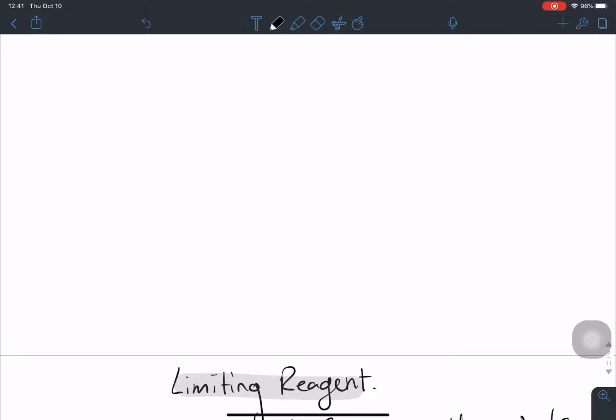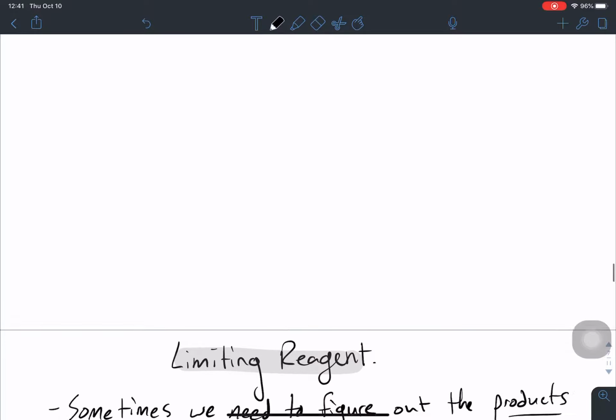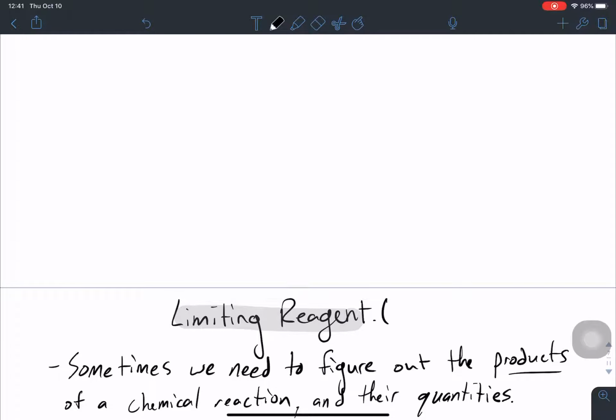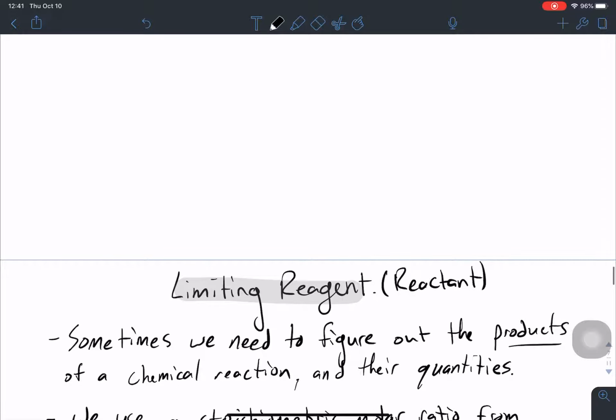All right, hey folks. I'm going to talk to you today about a concept called limiting reagent. You may have also heard this as something like limiting reactant, most likely last year. The idea is that we need to figure out the products of a chemical reaction. Sometimes we need to figure out the products of something and their quantities, right? So if I have two things mixed together, how much is actually being made?